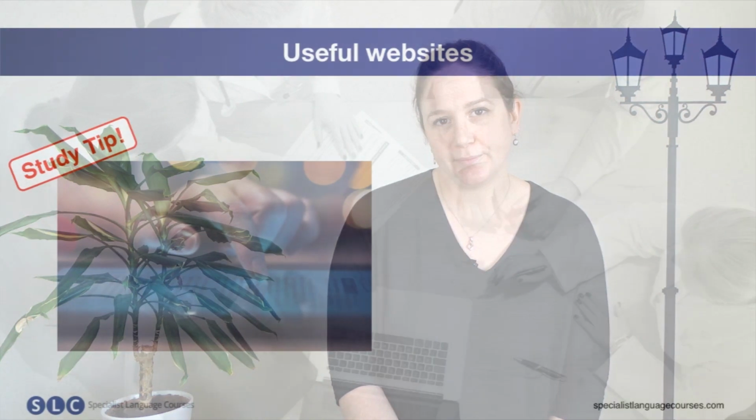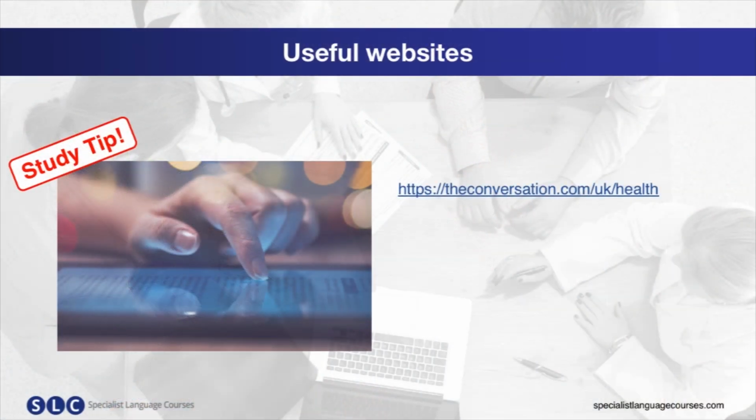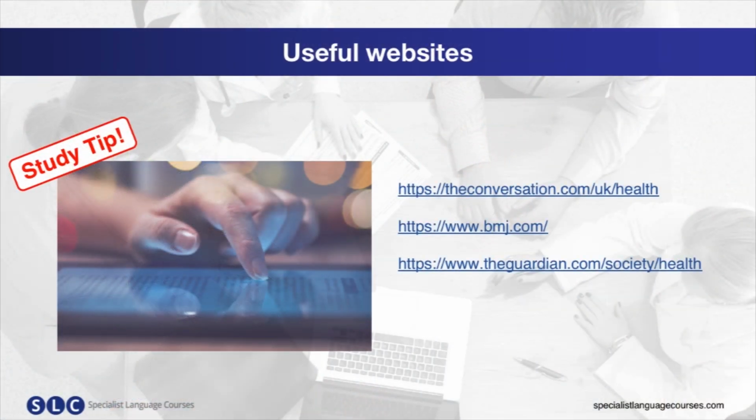So how can you improve reading C? It's really important that you develop your reading skills for the OET exam by reading widely. Only doing exam practice papers will not sufficiently prepare you for the exam. You should read extensively on a wide variety of medical topics to help improve your skills. Here are some websites that you might find useful. The Conversation, the BMJ, the Guardian Health, the World Health Organization websites are all useful resources.